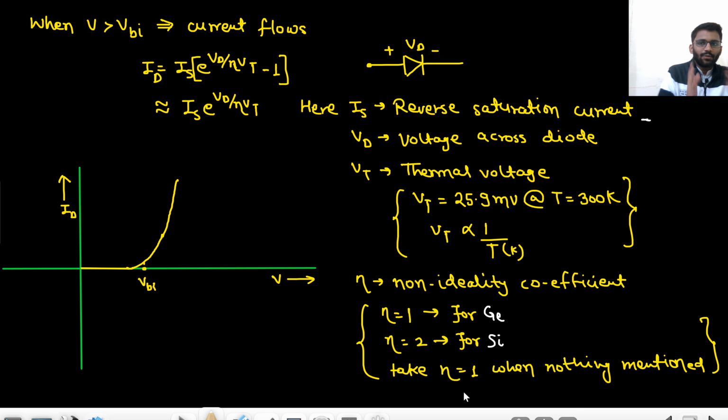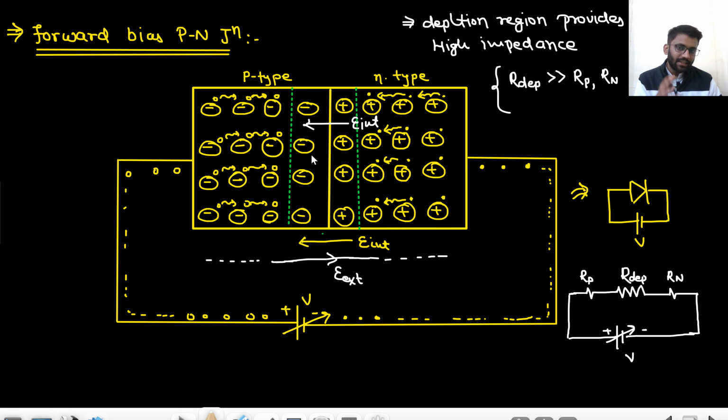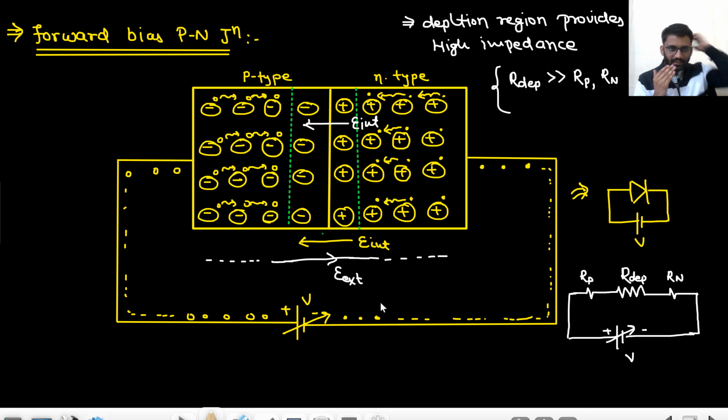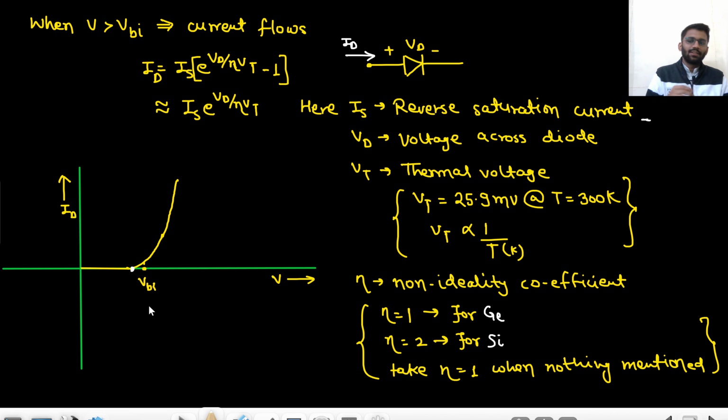So you got to know what is Vd and everything. This is your Id. So what is the Id versus Vd graph? For some time it is 0. Why is it 0? Because at that time the internal field was more than the external field. For 0 to this much value, the internal field was more than the external field. And when we cross the built-in potential, the current will rise exponentially like this. So this is the IV curve of the diode in forward bias.